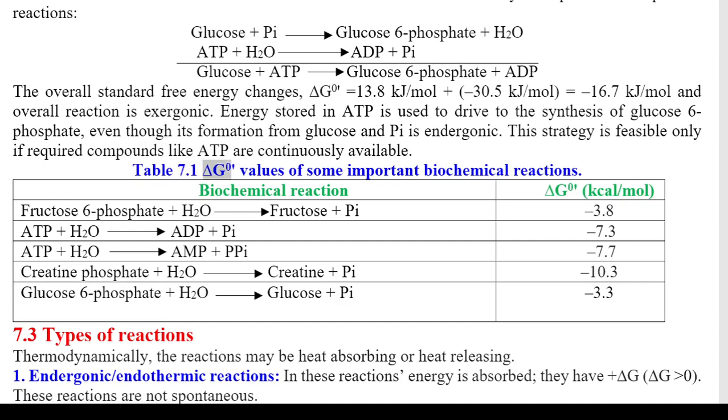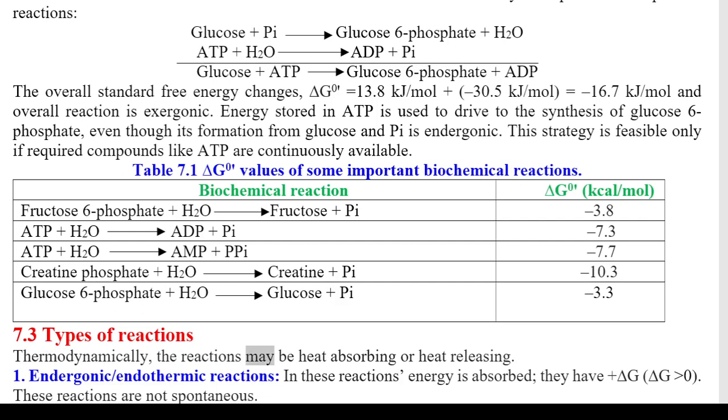Table 7.1 ΔG° values of some important biochemical reactions. Biochemical reaction, ΔG° in kcal/mol. Fructose 6-phosphate plus H2O → fructose plus Pi, -3.8. ATP plus H2O → ADP plus Pi, -7.3. ATP plus H2O → AMP plus PPi, -7.7. Creatine phosphate plus H2O → creatine plus Pi, -10.3. Glucose 6-phosphate plus H2O → glucose plus Pi, -3.3.